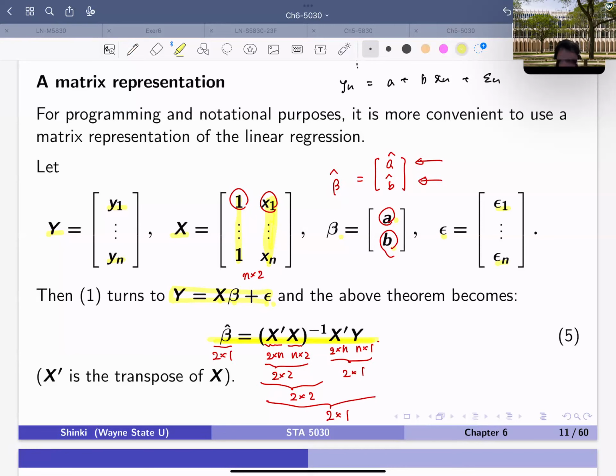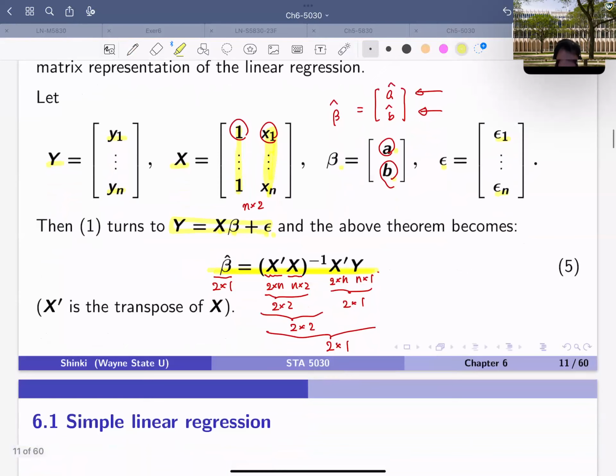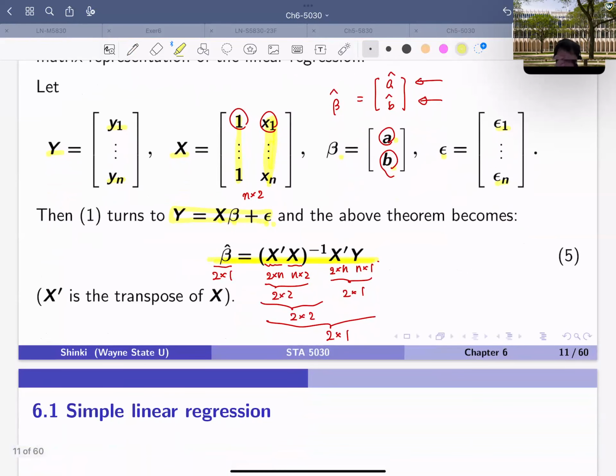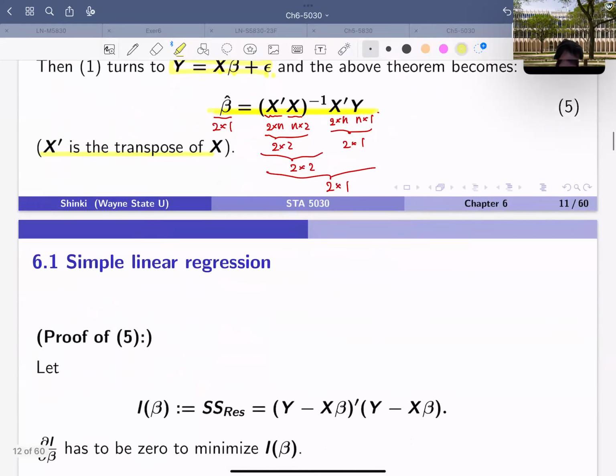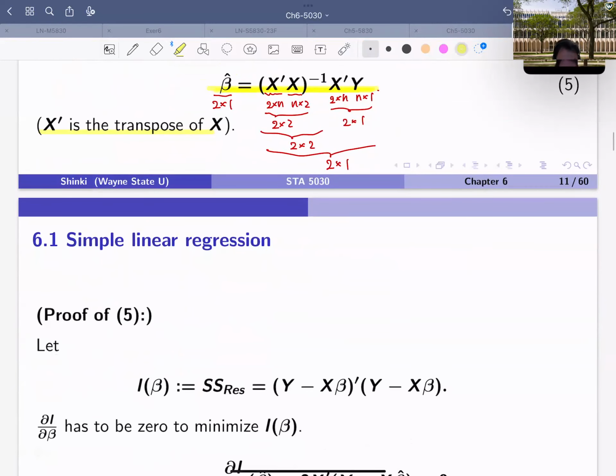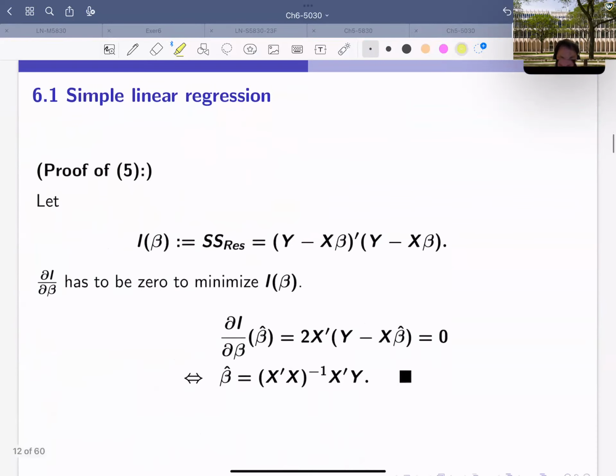And this is much simpler, especially when a regression model has more parameters, more predictors. Then this form is much more convenient, practically and also theoretically. X transpose is the transpose of X, so X prime is the transpose of X. Do you have any questions so far?